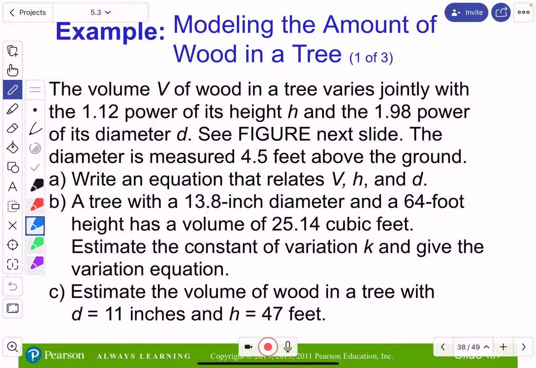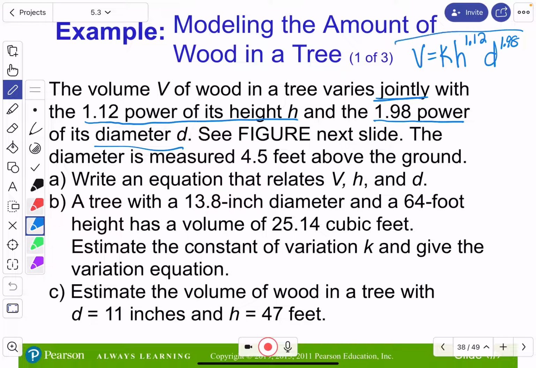So volume V of wood varies jointly. So we're doing multiple things. With 1.12 power of height, and the 1.98 power of diameter. So D to the 1.98. So this is our equation just by that sentence. Now they tell us the diameter is measured 4.5 feet above the ground. So write an equation. We did that right there.